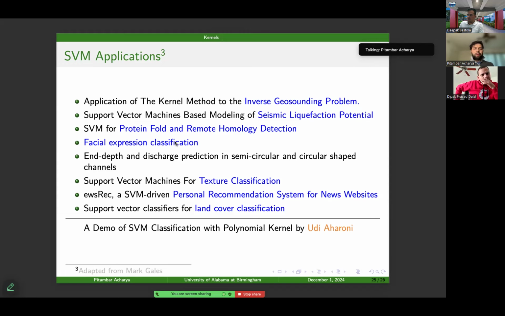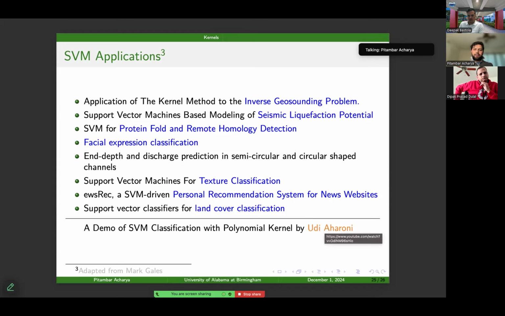And support vector classifiers are also useful in land cover classification. Many ecologists and environmental scientists use support vector machines for land cover classification, like the soil part, the water part in the earth, the fertile land, the barren land. So that classifier will be the support vector machine. There is a demo of support vector classification by Woody Aroni.